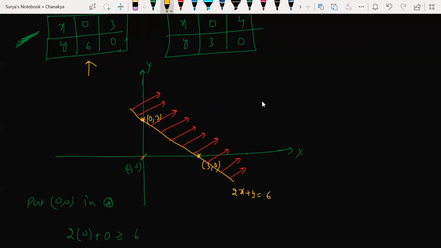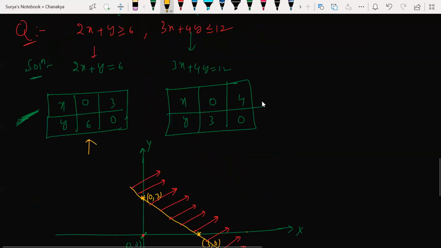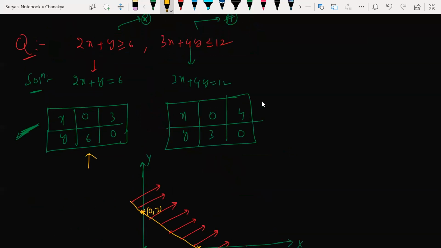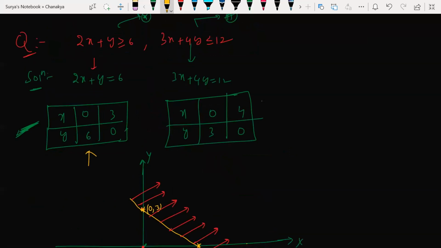Would be somewhere here. 3x plus 4y is equal to 12. Or else you take one thing, 0, 3. Let's take some other point. Let's write 1 here. If x is equal to 1, what is the y value? You can take any one. You can take any values for x and y, beta. For my easy calculation, I took 0, 0.